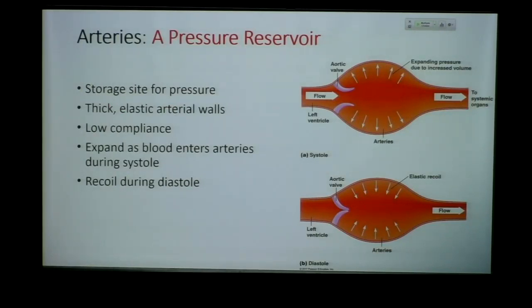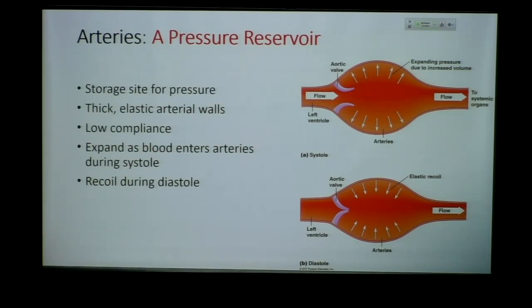Okay, now arteries are described as being a pressure reservoir in comparison to veins, which you'll hear me later on describe to be a volume reservoir, okay? So arteries are a pressure reservoir, and that means that arteries are able to hold on to or store that energy, that pressure, because of the nature of that thick, smooth muscle in the wall, okay? So they have that thick, elastic arterial wall, and it has a very low compliance.